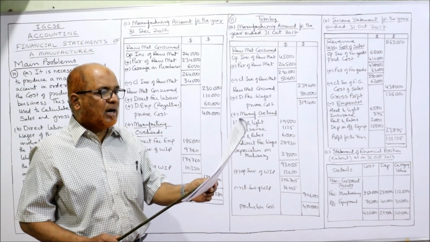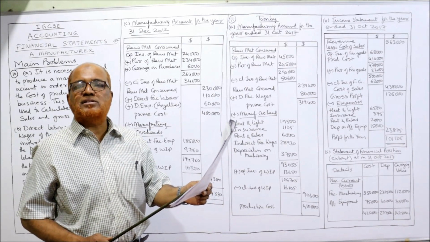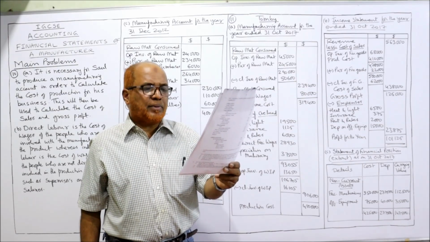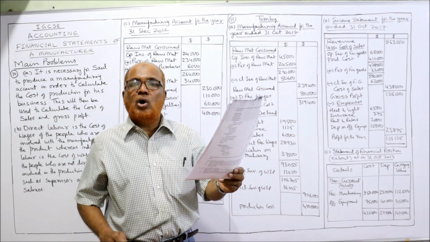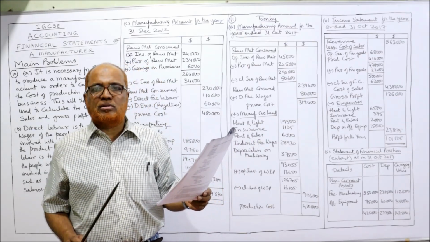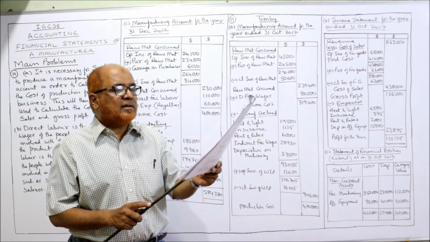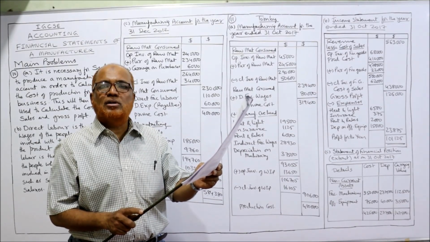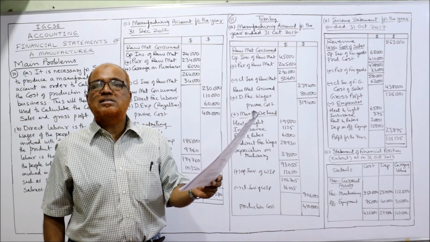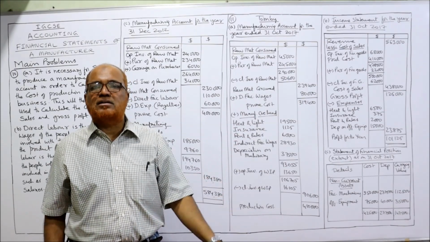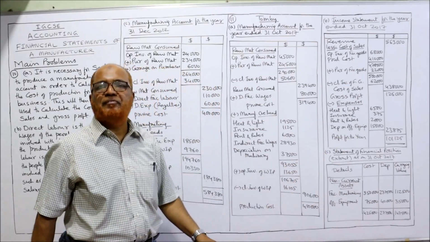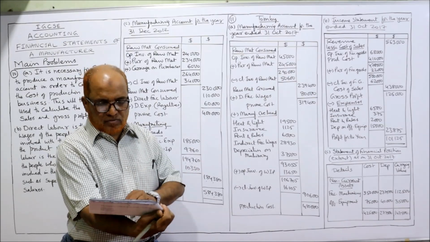25% of 1,50,000, sorry. 25% of 1,50,000. Next, office equipment is depreciated at the rate of 20% on straight line basis. Straight line basis means on cost. What is the cost of office equipment? 75,000 is the cost. So 75,000 into 20%, 15,000. So depreciation on office equipment, 15,000. That's all. 4 items we have taken.